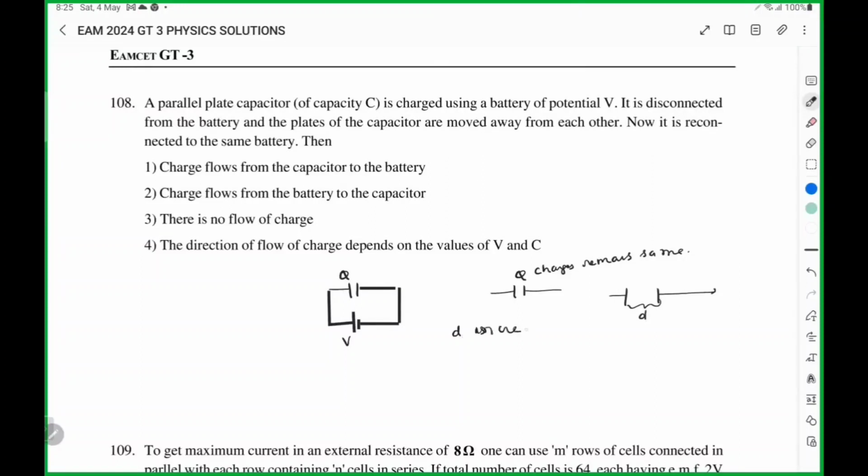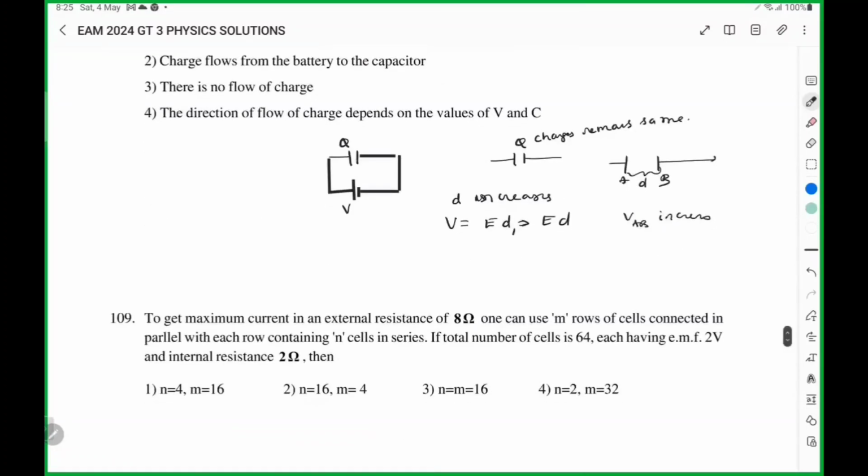D increases, then potential difference, that is ED1, which is greater than ED. So potential difference increases.